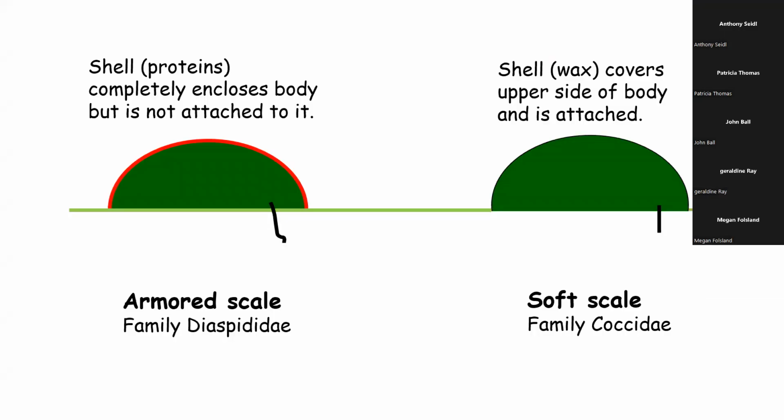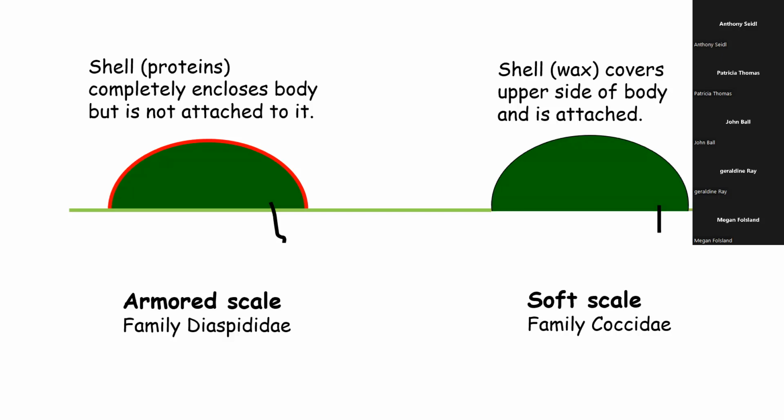Well, let's take a look, because we have two different types of scales, two broad groups. The armored scale and the soft scale. And it's important to know the difference between the two, because it has a lot to do with our management. First of all, the armored scale has a shell made mostly of proteins, a little bit of wax, and the shell completely encloses the body, but is not attached to it. In other words, if you could take a very, very fine little razor blade and peel the shell off, you'll find a soft-bodied insect beneath it.